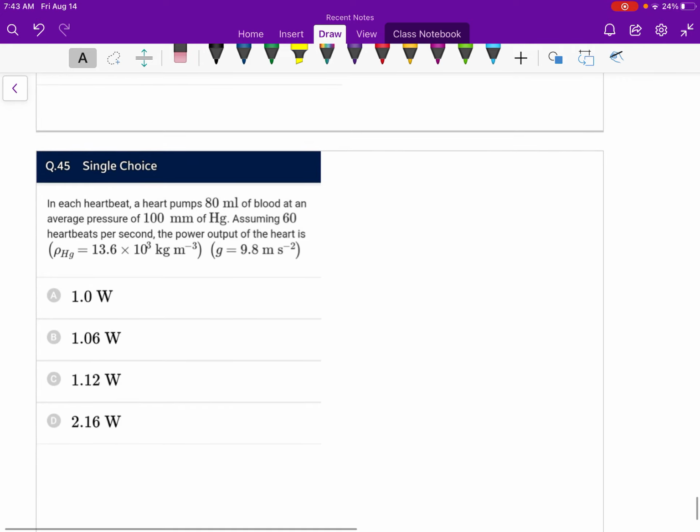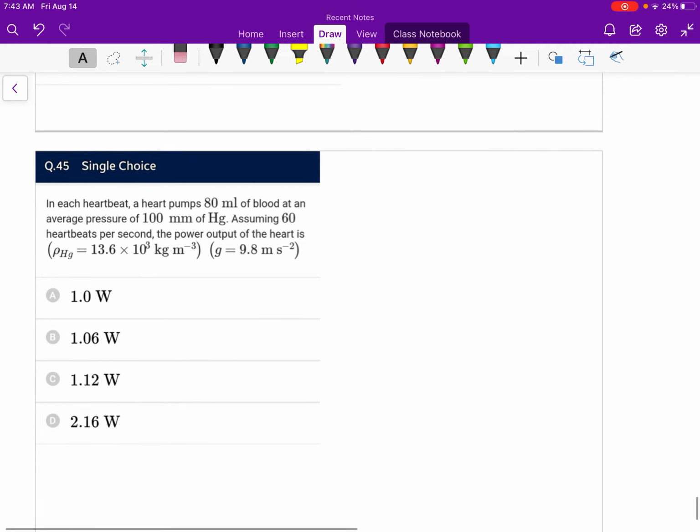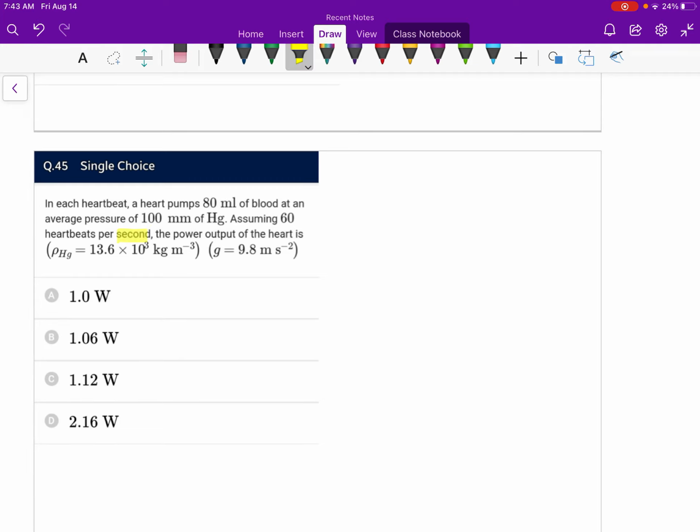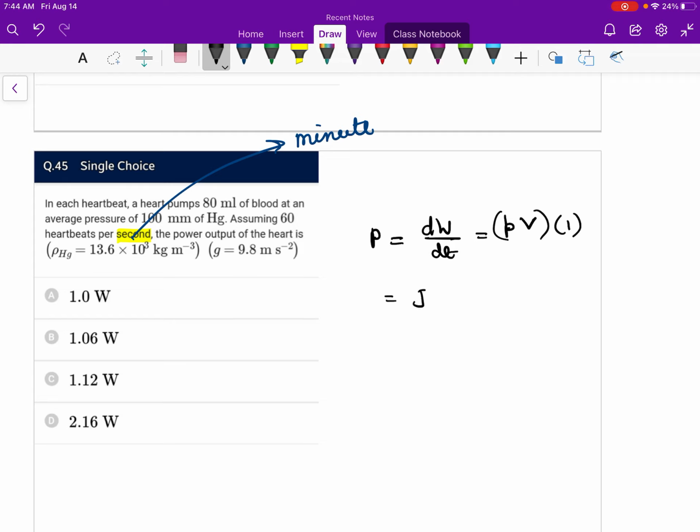In each heartbeat, a heart pumps V volume of blood at an average pressure P. Assume 60 heartbeats per minute. The power output of the heart is? So 60 heartbeats per minute means 1 heartbeat per second. So power is dW by dt. Work done per second is P V, and number of heartbeats per second is 1, so P into V. P is rho g h, so rho g h into V.